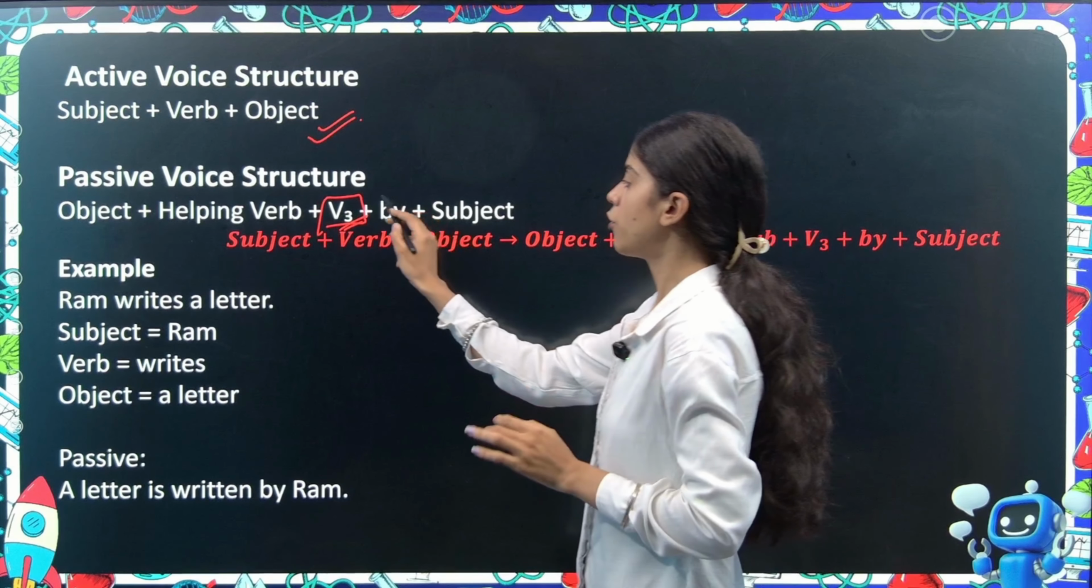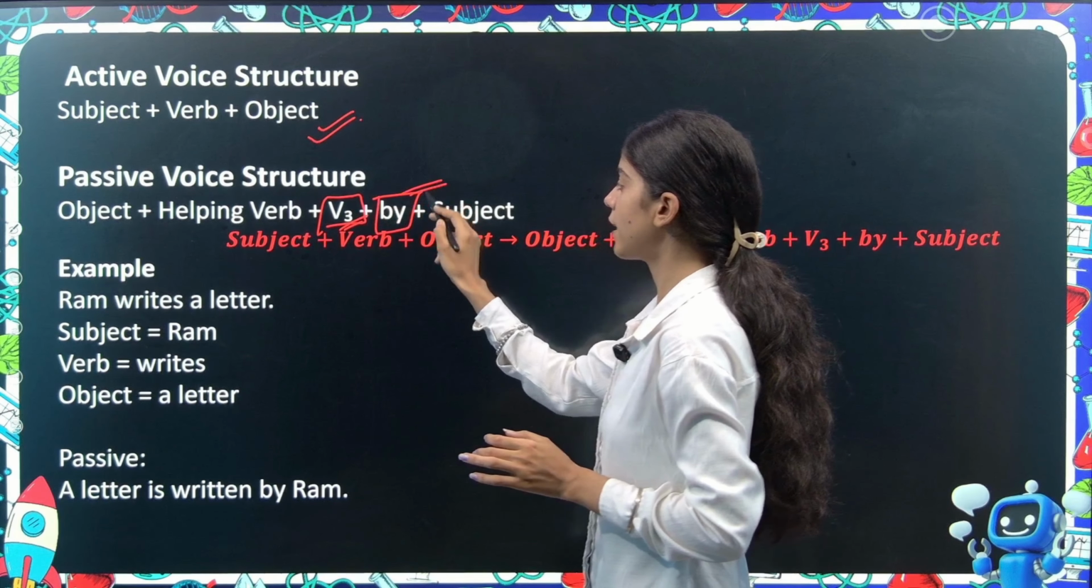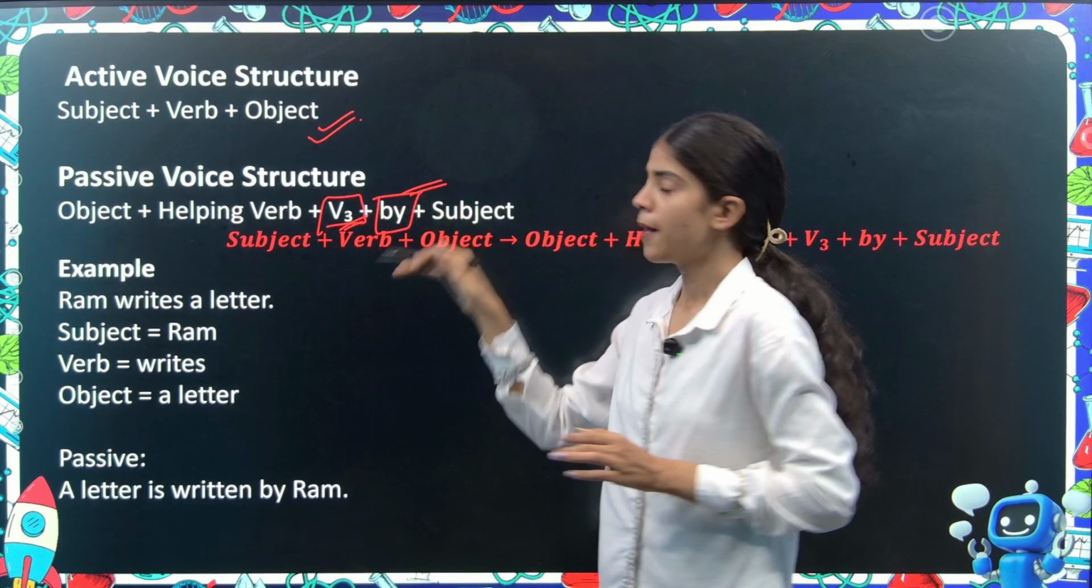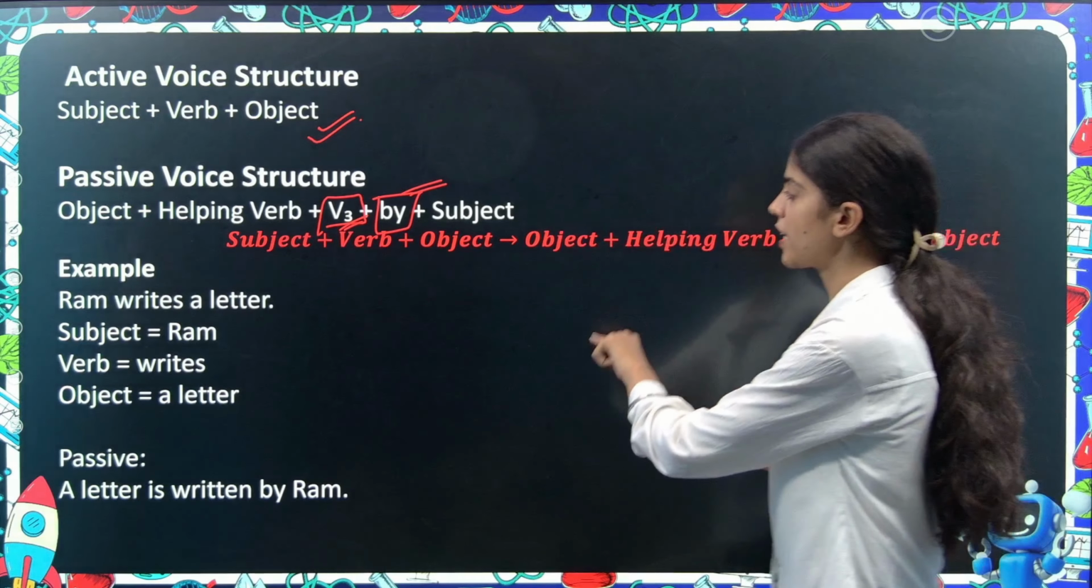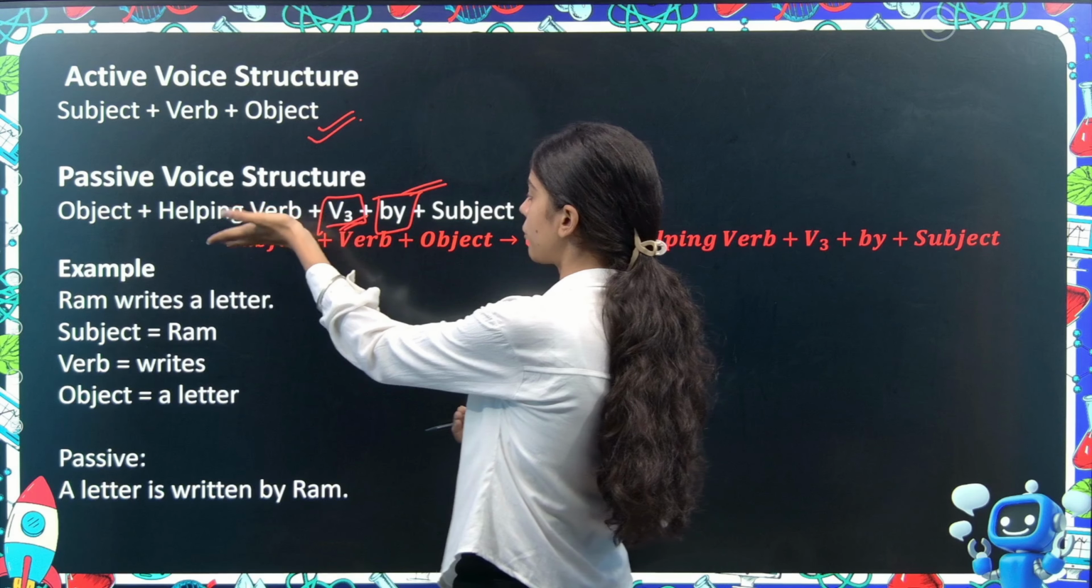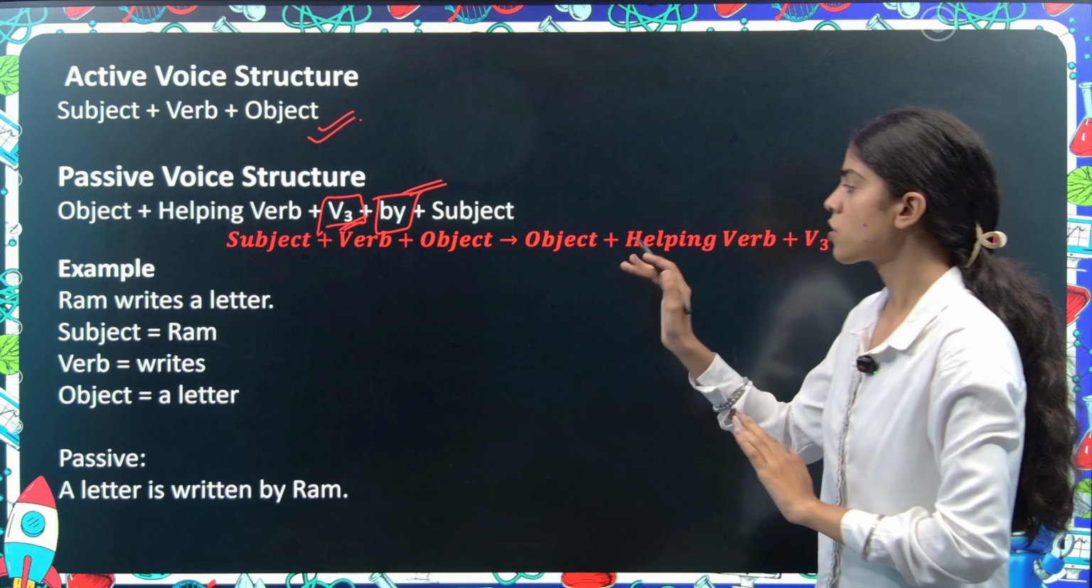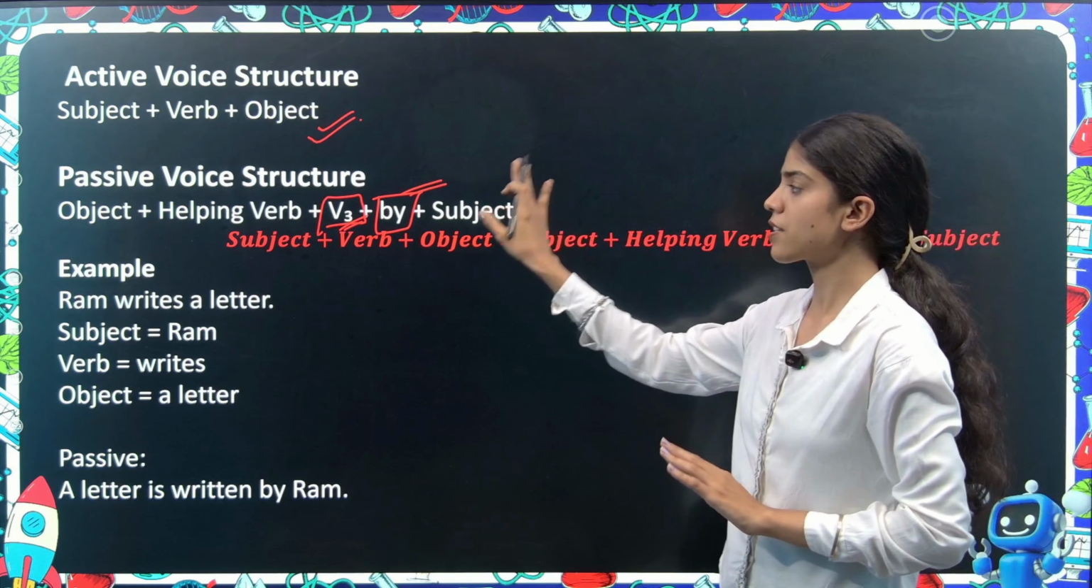Then the word by. By is the highlighting point of the passive voice. It highlights the passive voice. If you are seeing that a sentence contains by, then you can assuredly say that it is in passive voice. Then is the subject. Subject will be shifted to the end. Okay, so this one is our structure of passive voice.